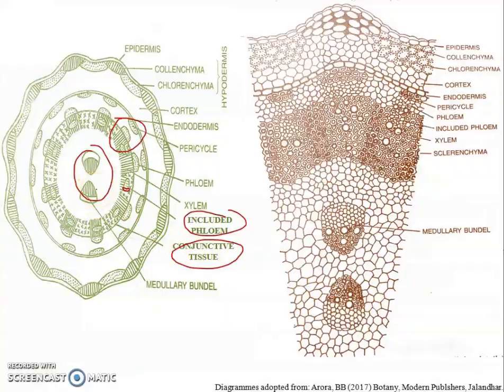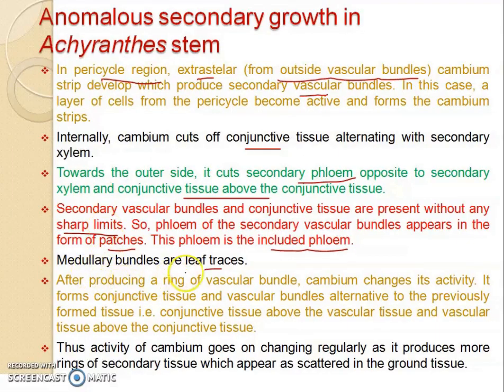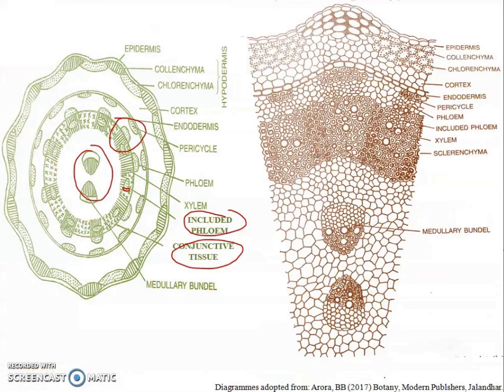After producing a ring of vascular bundle, cambium changes its activity. It forms conjunctive tissue and vascular bundle alternating to the previously formed tissues, that is conjunctive tissue above the vascular tissue and vascular tissue above the conjunctive tissue. So it changes its activity. Thus the activity of cambium goes on changing regularly as it produces more rings of secondary tissue which appear scattered in the ground tissue.